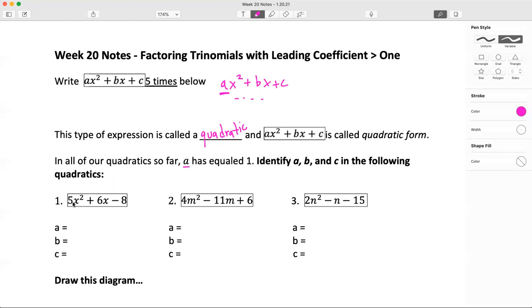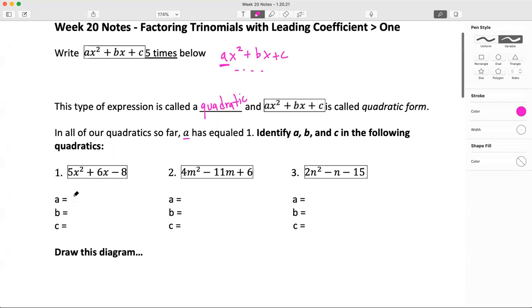But in the quadratics below here, there are 3. You're going to identify a, b, and c. So a in this one is clearly 5. 5x squared plus 6x, so 6 is going to be b. And then c is going to be negative 8, because we have to consider the sign in front of the number. Negative 8.